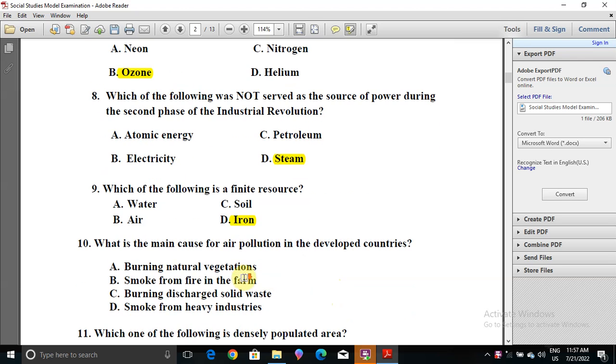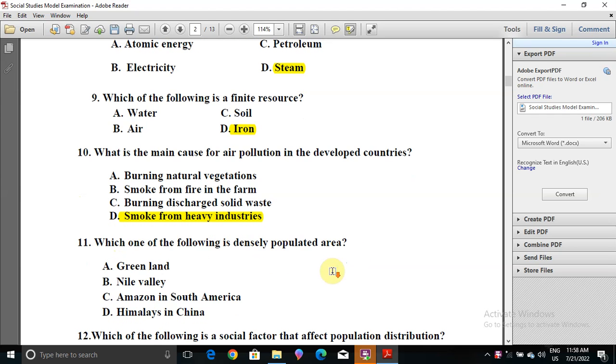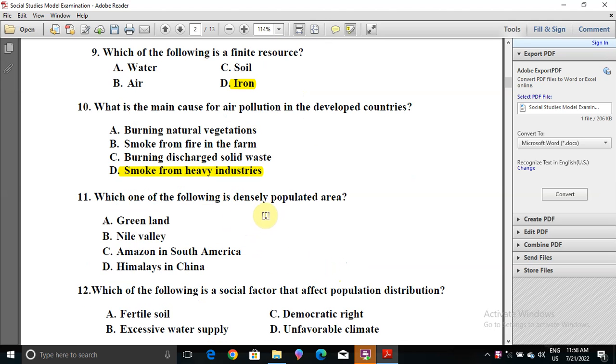Now question number 10: What is the main cause of air pollution in developed countries? It will be burning natural vegetation, smoke from fire on the farm, discharging solid waste, or smoke from heavy industries. The correct answer is smoke from heavy industries. In question number 11: Which one of the following is a densely populated area? Greenland, Nile Valley, Amazon in South America, or Himalayas in China. The correct answer is Nile Valley.